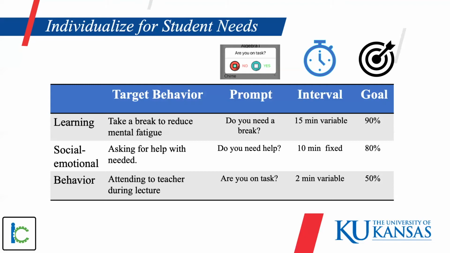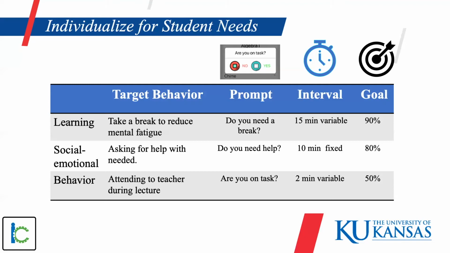And again, you might ask, set the goal pretty high at 80% because you want students to be able to figure out if they need help and request it pretty quickly throughout the monitoring session. And you want them to respond appropriately to that 80% of the time.